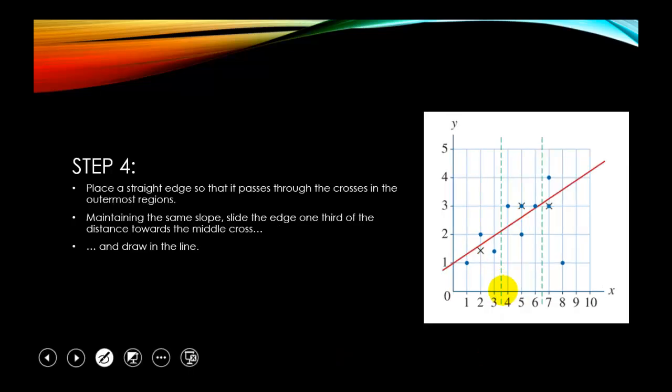Now, step 4 requires you to place a straight edge so that it passes through the crosses in the outermost regions. So in this situation, you would put your ruler going through this point here and this point here. Once you've got your ruler at that point, maintaining this slope, so don't tilt your ruler to the left or right, gently slide the edge 1/3 of the way between these 2 points and the third point. So you go 1/3 of the way up. Once you're at 1/3, draw the line.